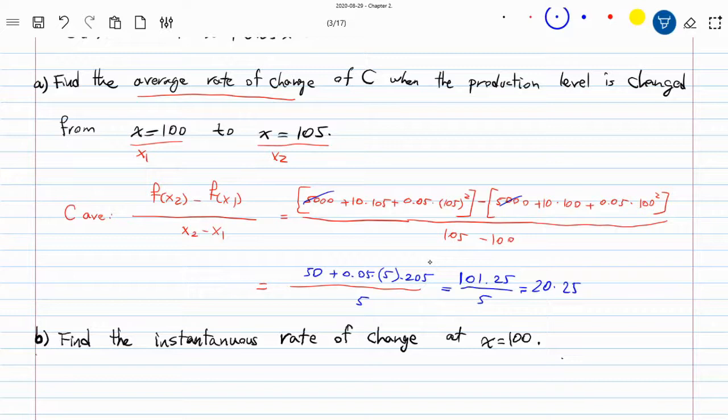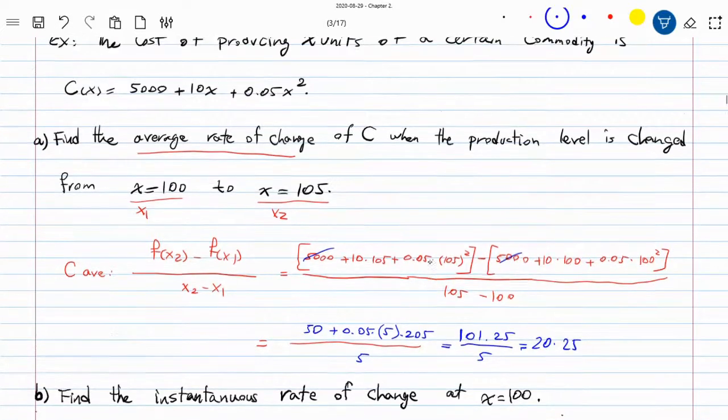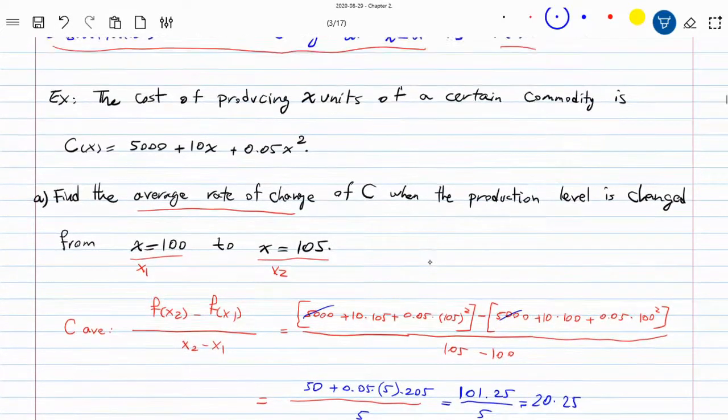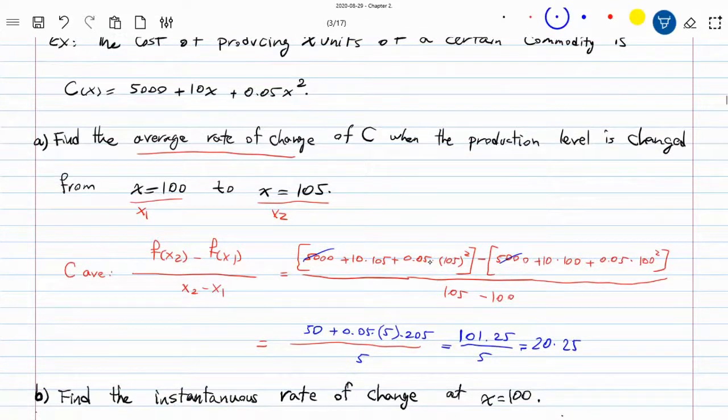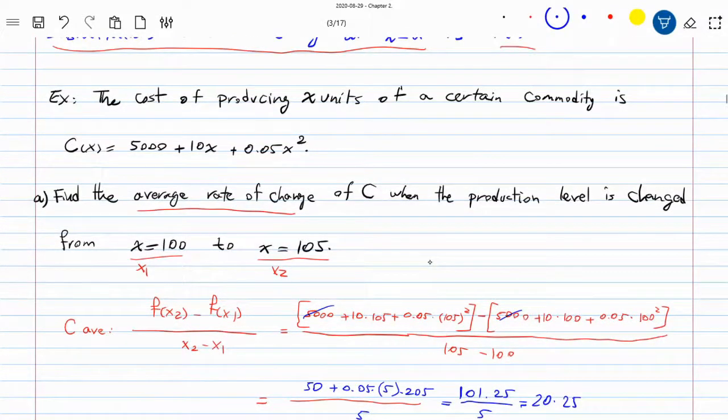So this is the average cost, I should have said the cost per dollar. Okay, this is dollar amount. This cost is dollar amount. So here it would be $20.25. This would be the cost on average for every unit that you add on.